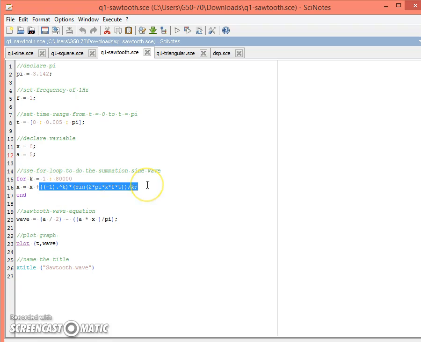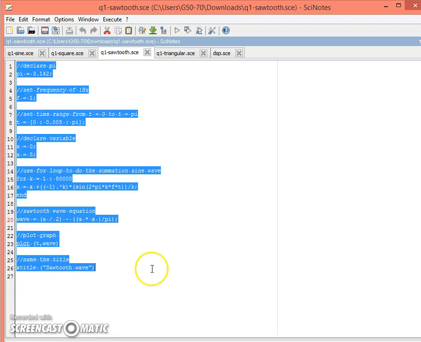summation equation of the sine of the sawtooth wave into the x here, and we change the final wave equation of the sawtooth wave: the wave equals a divided by 2 minus a times x, where x is the summation part, divided by pi.